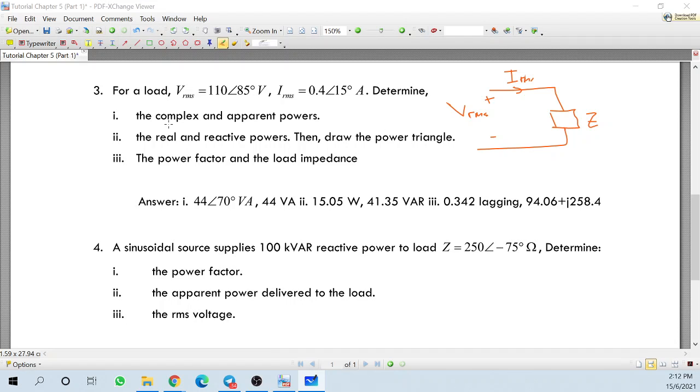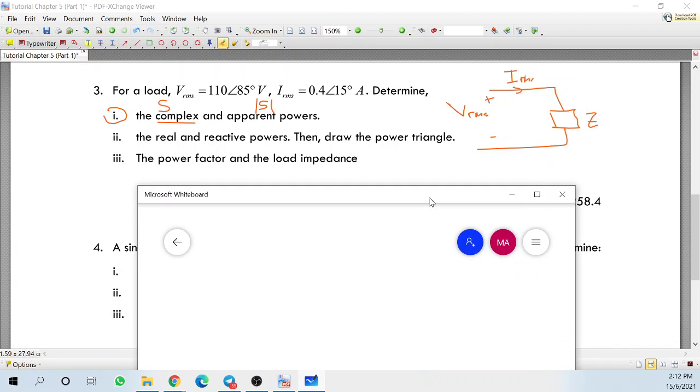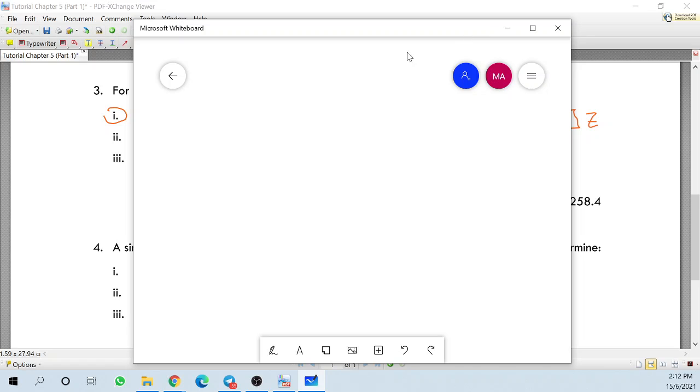Okay, so question number 1: determine the complex power. So basically, what is complex power? I try to explain slowly. Complex power actually is S. Apparent power actually is the magnitude of complex power. That's why we call it apparent power.